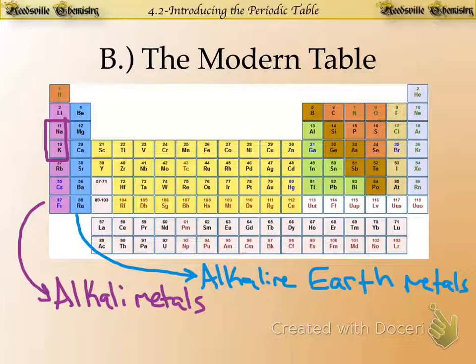Let's go to the yellow now in the middle here. These, the most abundant section on the periodic table, are called transition metals. They are known as transition metals because they can take their electrons and move them around. So they can take their electrons and move them further away from their nucleus or closer to their nucleus. And because they can do that, it gives them a lot of really cool, interesting properties.